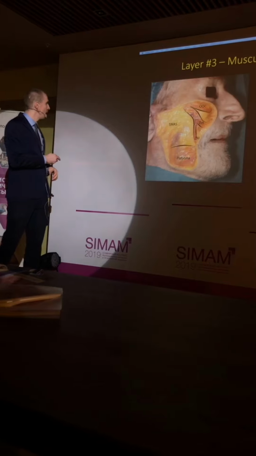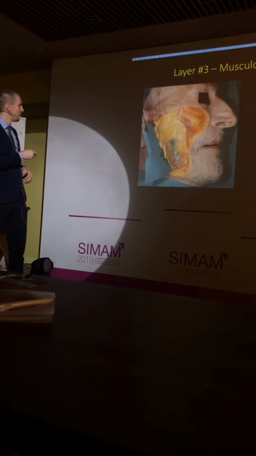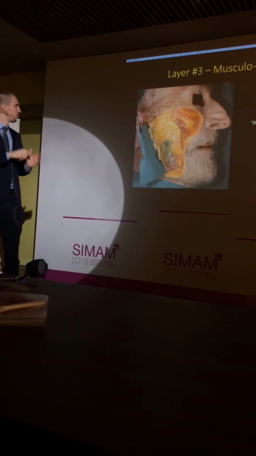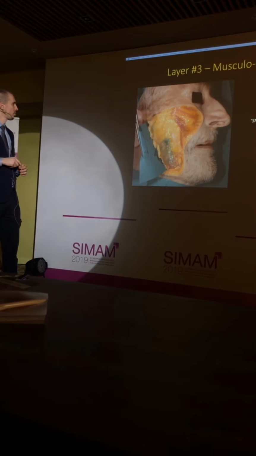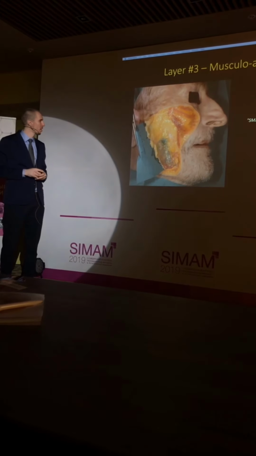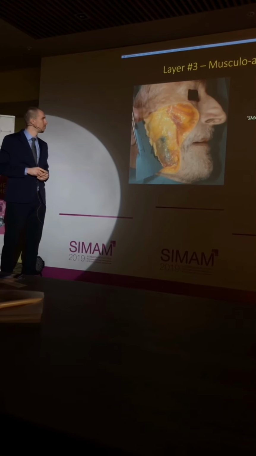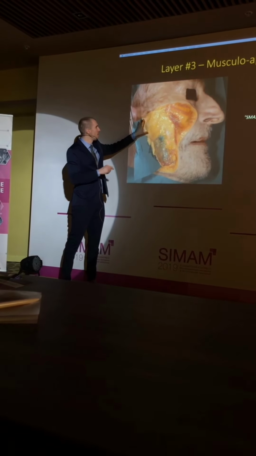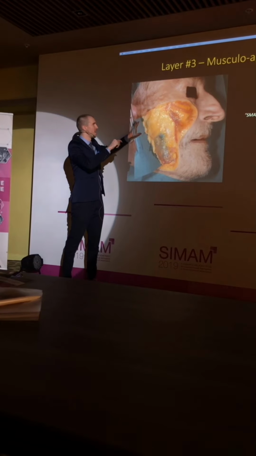And we are able to elevate a layer. So that means that they are really in layer number 3. И мы можем сформировать вот такой лоскут, в который будут включены все эти мышцы. So anyway, now we can see very well which was the original SMAS.